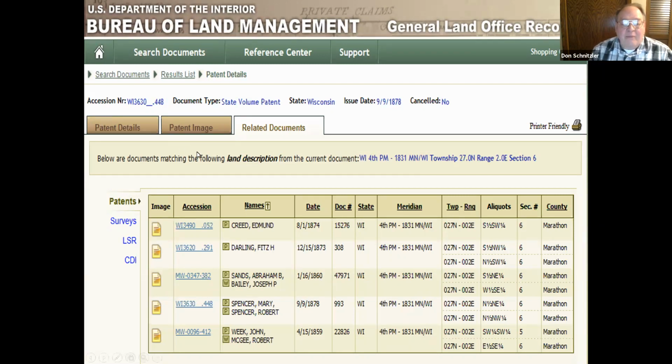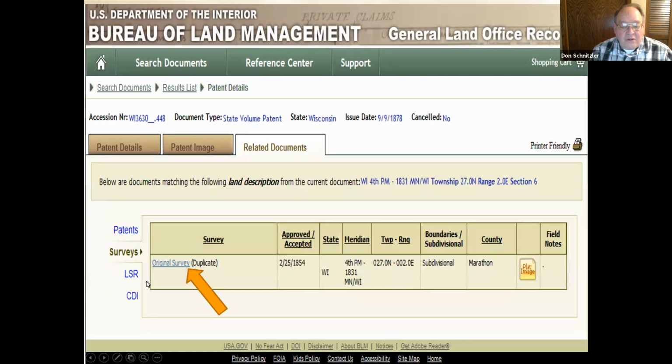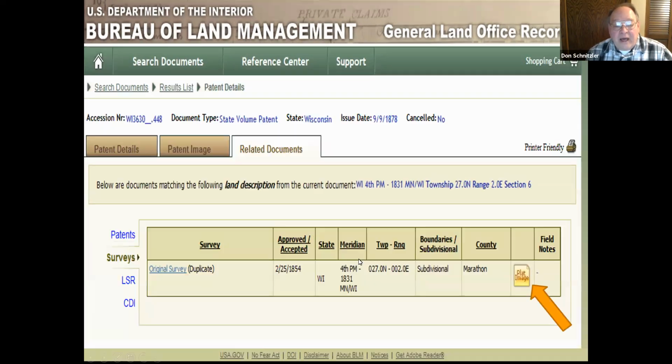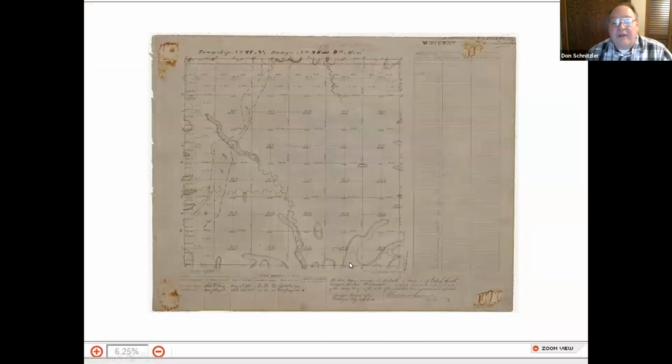One last thing I wanted to point out on this page is these icons over here, which are hyperlinks. If you click on one of those, it will bring you to the surveys. The original surveys for Marathon County were done in 1853, and you can actually see an image of what those look like. So you click on the original survey, it brings up a description of the property, and you click on plat image, and it will bring up this. You click on the plat image again, and it brings up the actual map that was made in 1853 for this section of Marathon County.